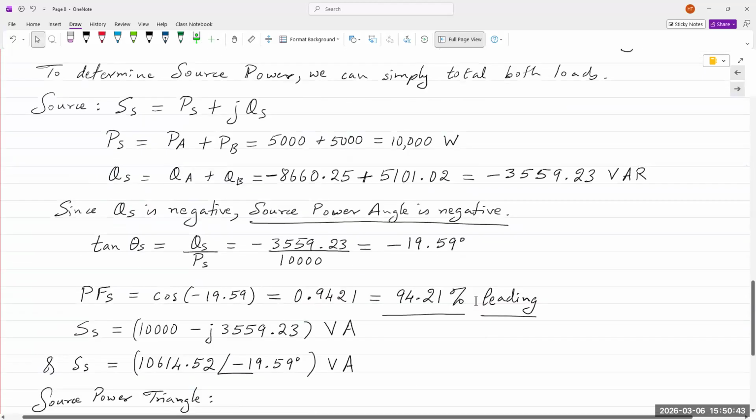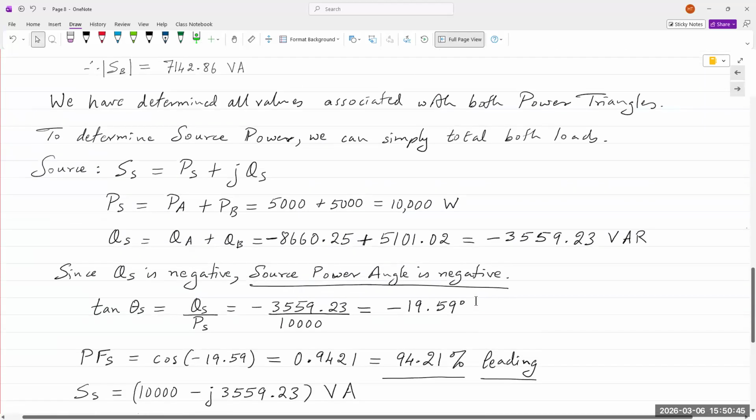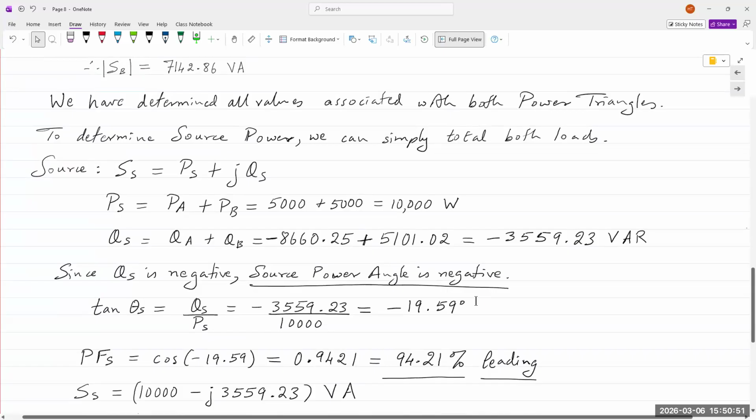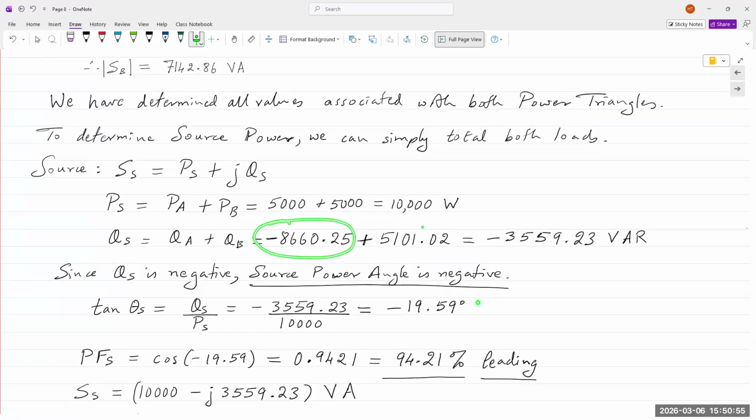So let's see. The question being asked is, why is it leading? Oh, right here. The capacitive load is larger than the inductive load. So overall, the system is capacitive. So it's negative. Negative means the power triangle is pointing down and it's a capacitive load. That means the power factor is leading.